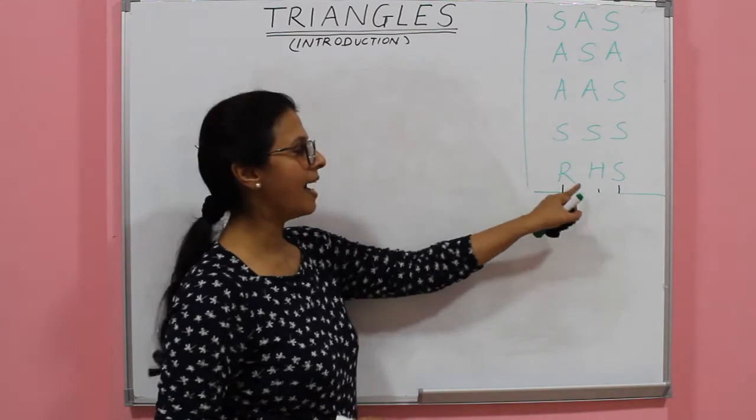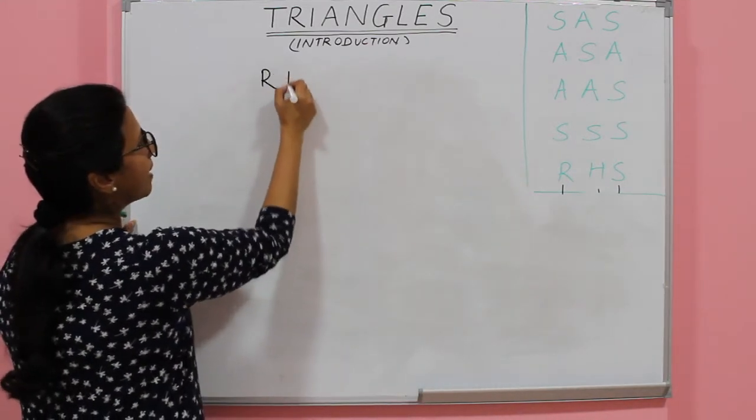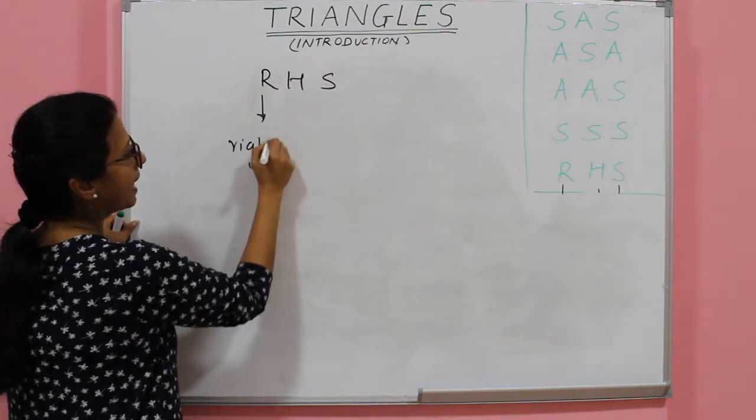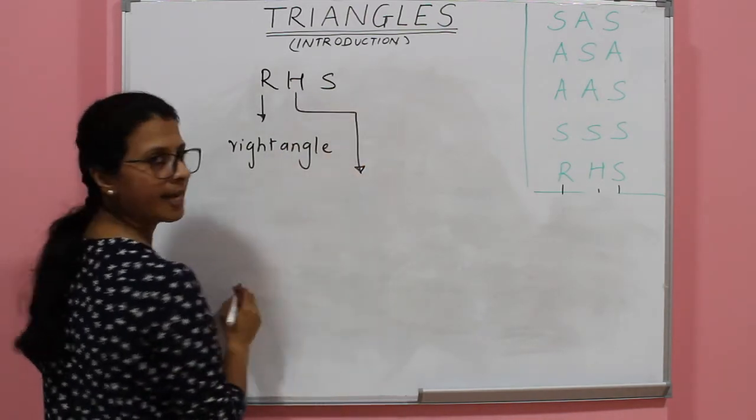Now the last one is RHS. As the name states, RHS means right angle, hypotenuse and side. It is a right angle. So both the triangles have to be right angle triangles.